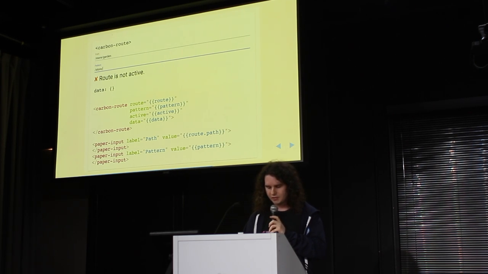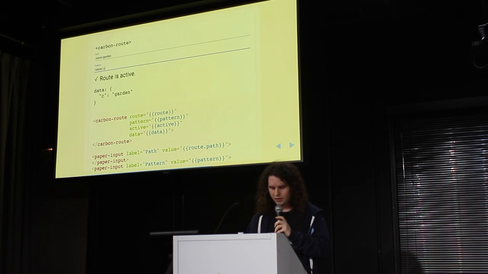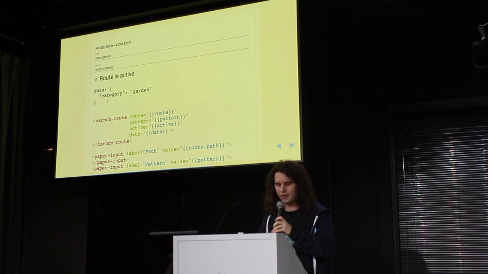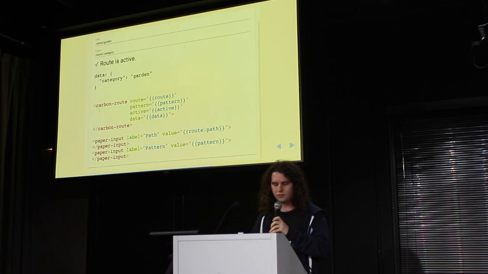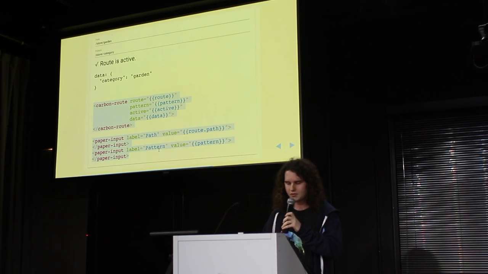So the pattern /store/home does not match the URL store garden. But the pattern /store does match. In addition, you can extract data from the URL, and it will be exposed through a data property. And this is all through code just like this.